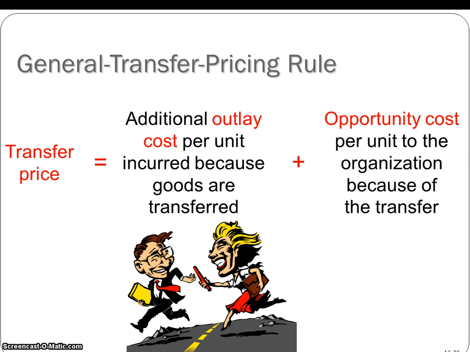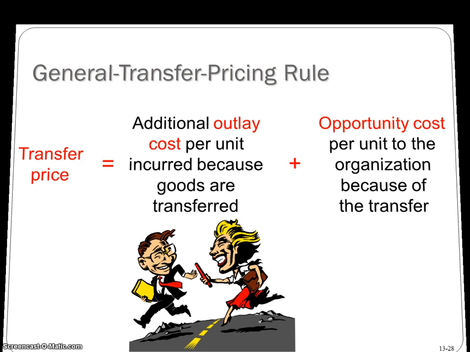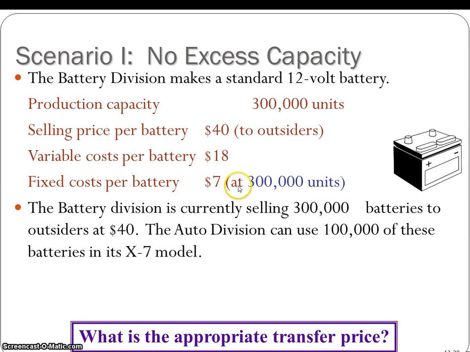So if we look at transfer pricing, the general rule is that a transfer price should be set at a price where the additional outlay cost per unit incurred because the goods are transferred to an internal customer, plus the opportunity cost per unit to the organization because of the transfer. I think this is best illustrated using an example.